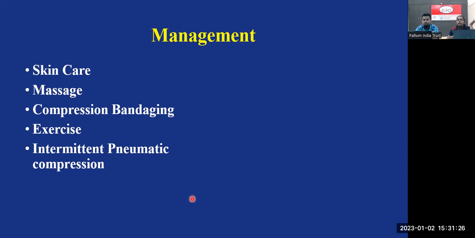After the massage, you can do the compression bandage. You have to give a proper bandage. And then after bandaging, they should do some kind of exercise, whatever they can. Once they exercise after bandaging, because of the bandage pressure, definitely the fluid will move up. And an intermittent pneumatic compression pump is also another option to manage lymphedema.